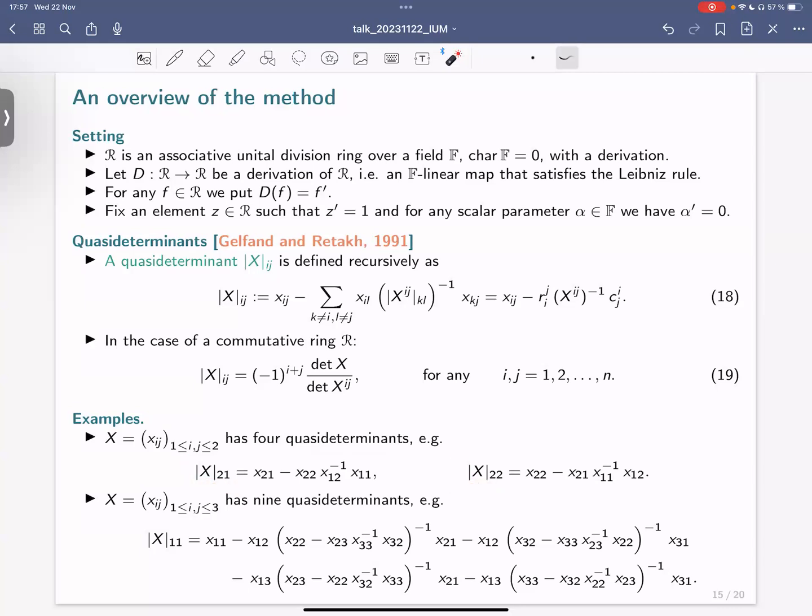Well, in the case of the 3 by 3 matrix, we have 9 quasi-determinants, and one of them is presented here. So why do we need to use a division ring? Because in this machinery we have non-Abelian analogs for the rational functions, and we need to have invertible elements for any given elements that will appear in our construction.